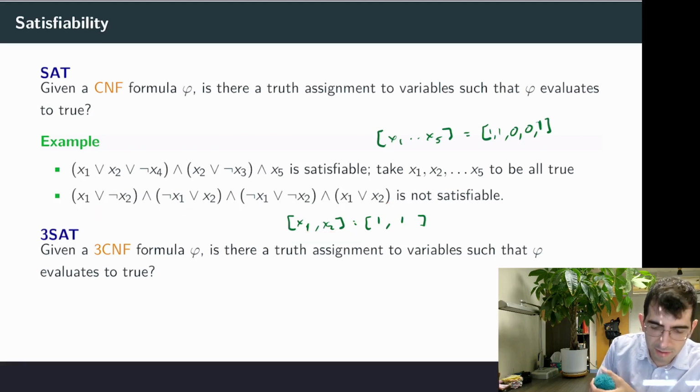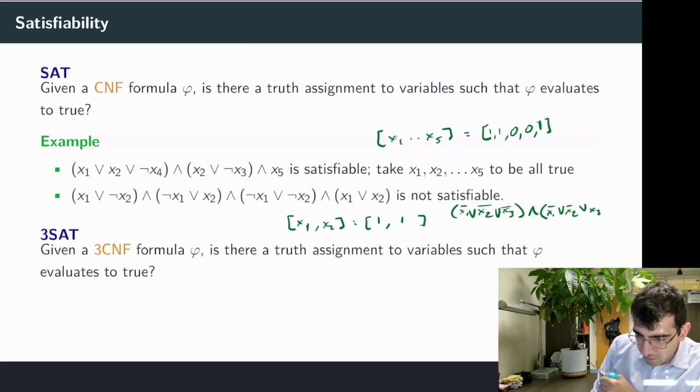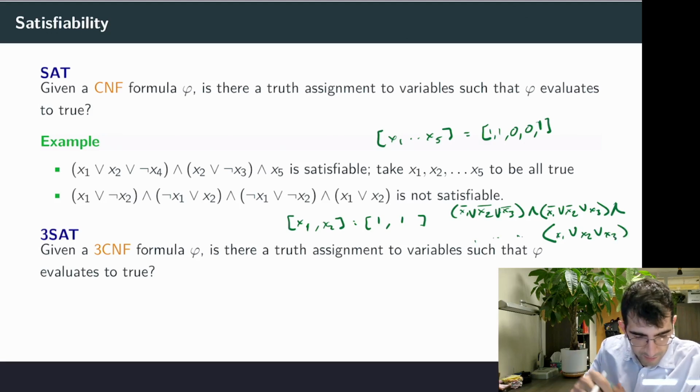So if you have 3 literals, you would simply say (not x1 or not x2 or not x3) and (not x1 or not x2 or x3), and you would do this all the way to (x1 or x2 or x3). All right? Makes sense? Okay.